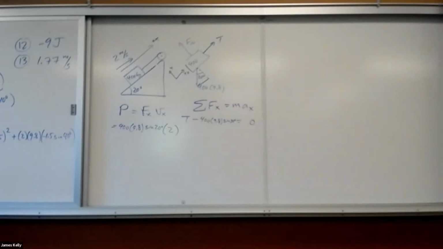Okay, so essentially, this is a little bit of an add-on section at the end. The only thing you really need to know about power is two formulae. Instantaneous power is Fx times Vx, if something's moving in the x direction. And average power is work divided by time.